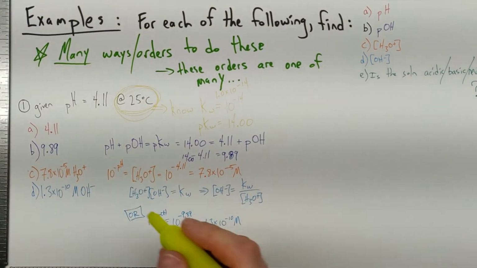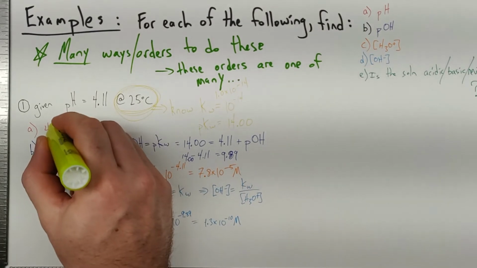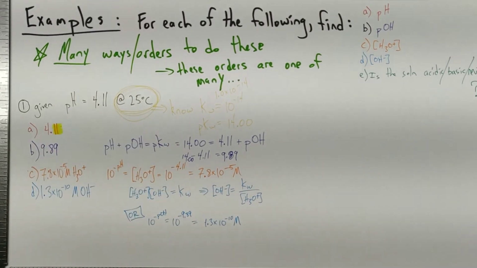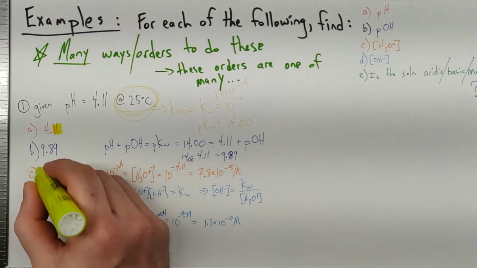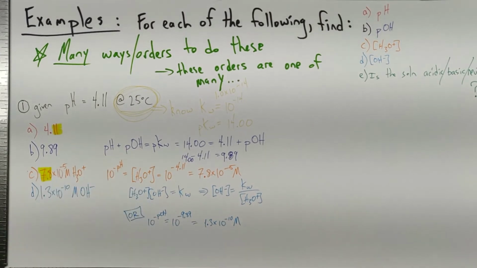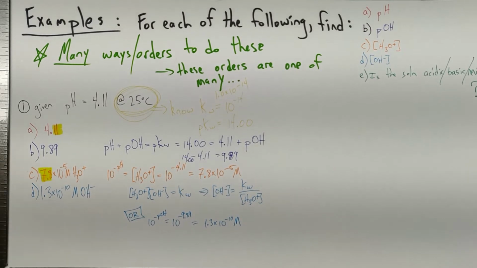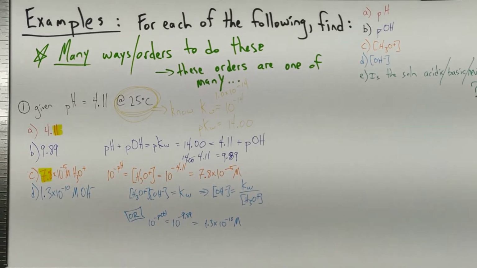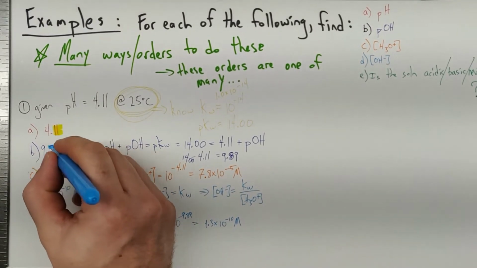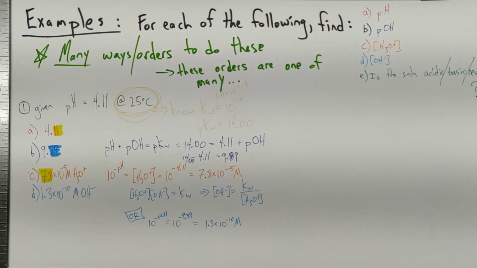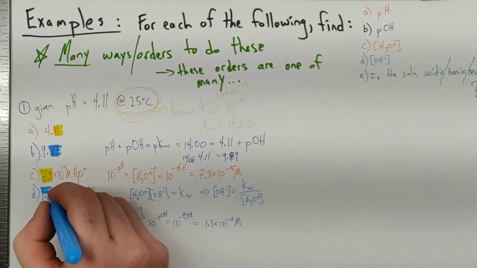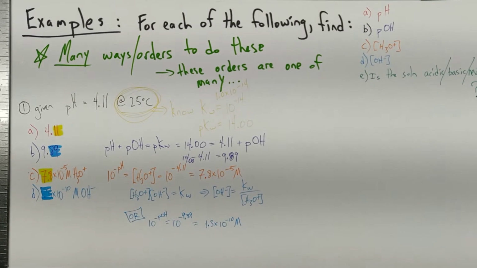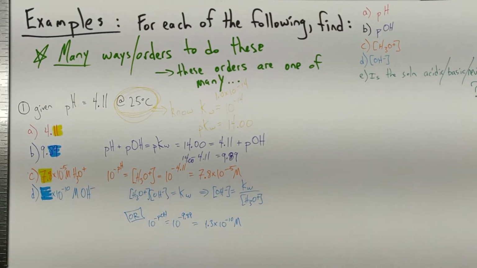If you look here, our pH had 2 decimal places, and the corresponding concentration of H3O plus had 2 sig figs. Alright? Our pOH had 2 decimal places, and our corresponding concentration had 2 total sig figs. Alright? Now let's take care of part E.